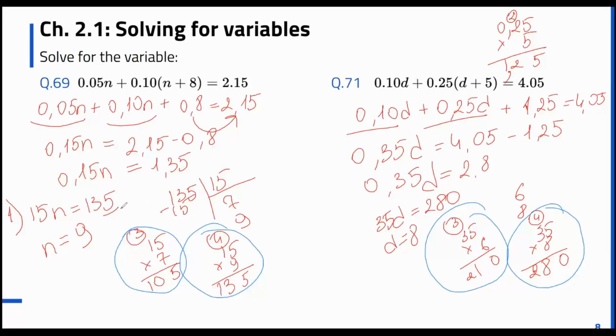If you have huge numbers or you don't see, like, let me change the color, like here, or you might have numbers where you don't exactly see how much you need to multiply by, you can take out common factors, like divide by 5, 15 and 135, and you'll get easier, smaller numbers. You will see how to solve them.